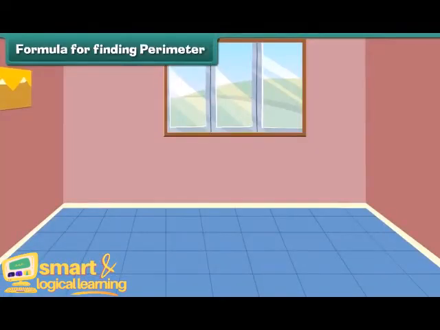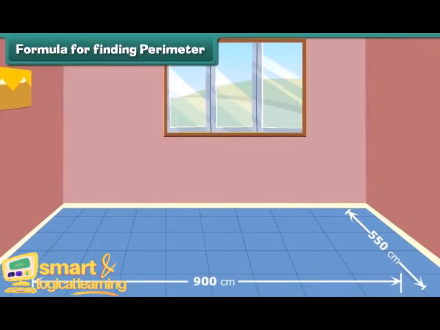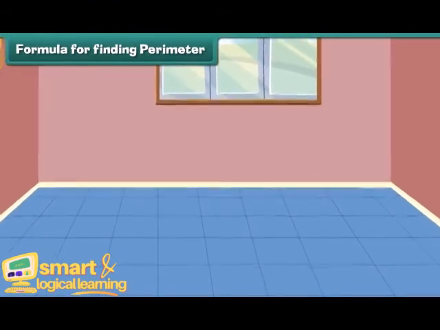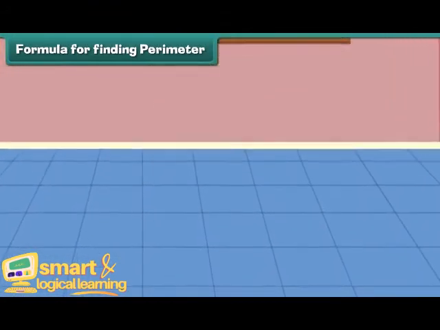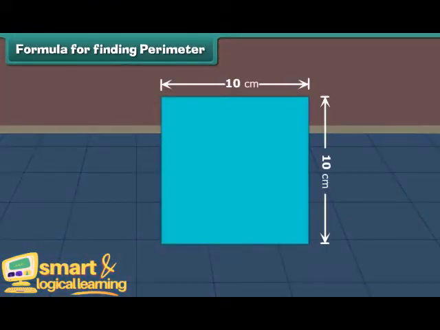This is a room of length 900 centimeters and width 550 centimeters. Rohan wants to change the tiles of the floor. If each side of the new tile is 10 centimeters, then how many tiles will be needed?